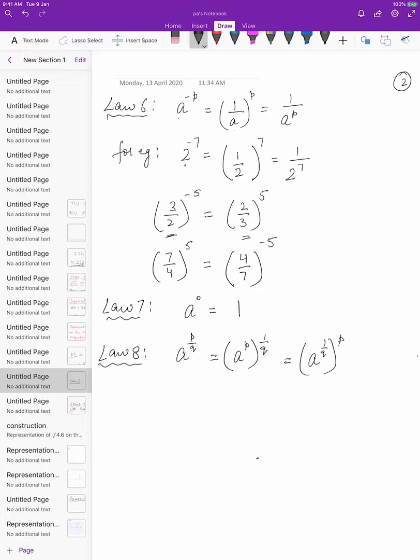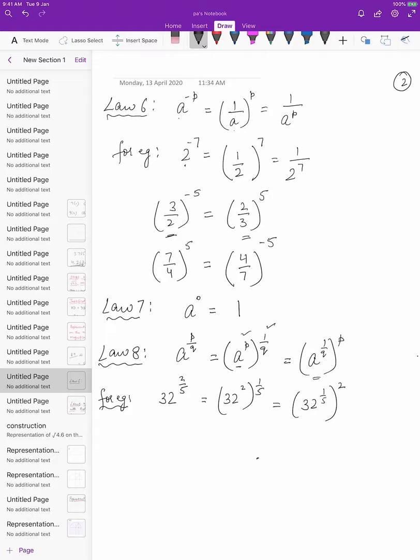If you look at it very carefully, we have already done in law 3 that whenever there are two powers to the same base, they get multiplied with each other. So this will become a raised to the power p by q. Even this will become a raised to the power p by q. Now the question arises, what is the meaning of this? Let's take for example, say 32 raised to the power 2 by 5. I can write this in two different ways. One way is 32 raised to the power 2, whole raised to the power 1 by 5. Another way is 32 raised to the power 1 by 5, raised to the power 2.